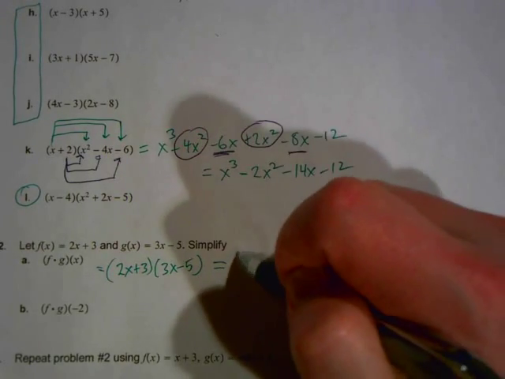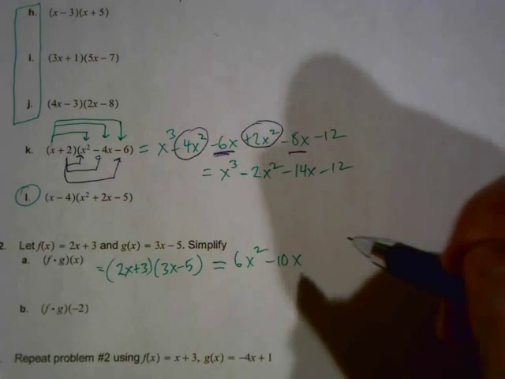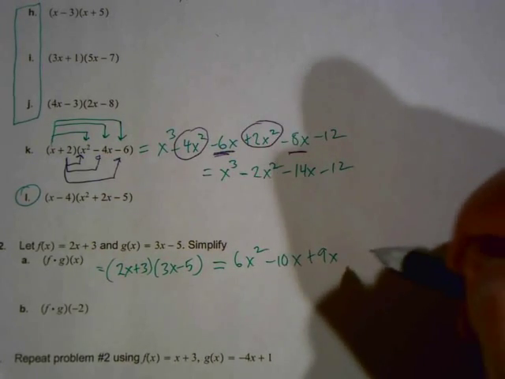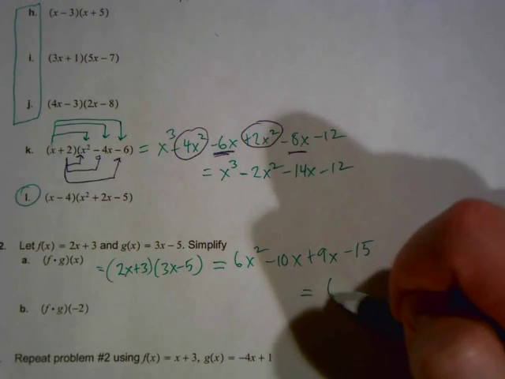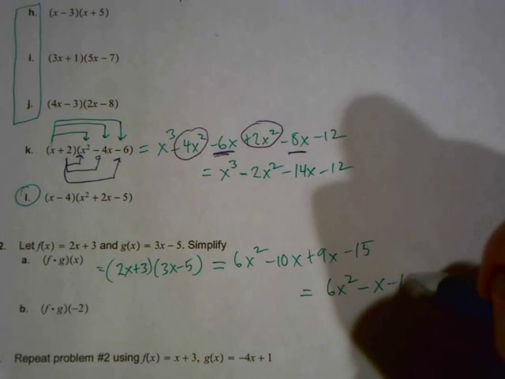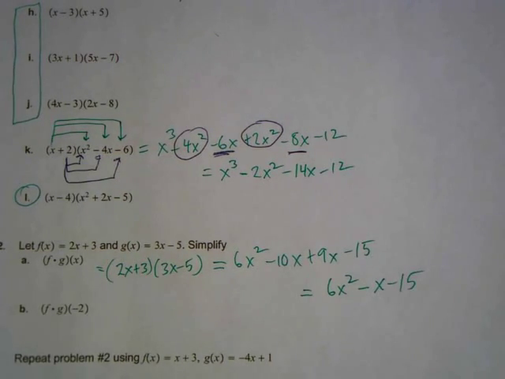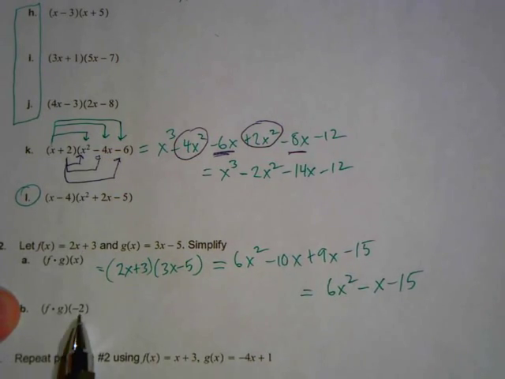We have 6x squared minus 10x plus 9x minus 15. And I go ahead and I combine my like terms. That's going to be 6x squared minus x minus 15. And part B, this symbol simply means take the answer that you just got and plug in negative 2.